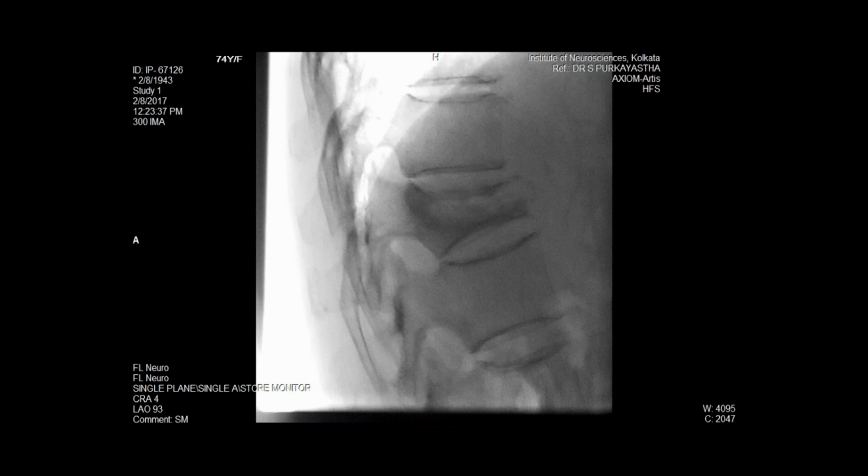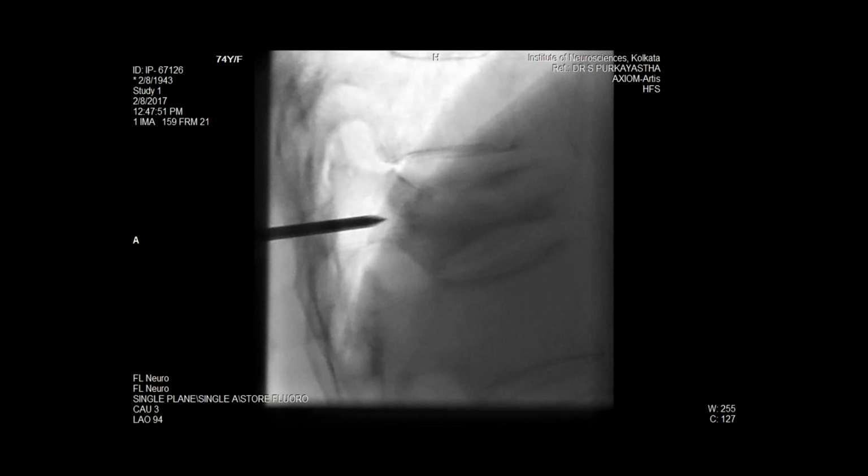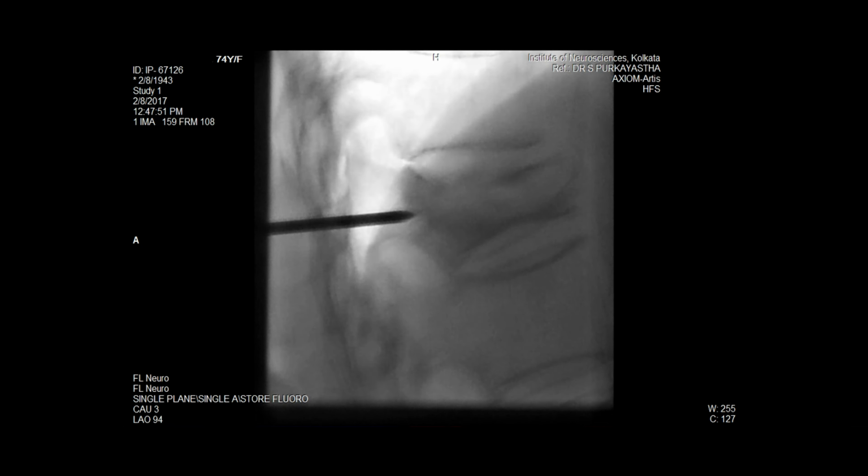So this is the fluoroscopic image. As you can see, both the AP and lateral images of this fractured vertebral body, and this is done under local anesthesia. We infiltrate the skin, the muscle, and the bone with the local anesthetic and take this needle under fluoroscopic guidance. As you can see here, the needle is being taken and it is placed in the anterior part or the front part of the vertebral body, and we start injecting the bone cement.